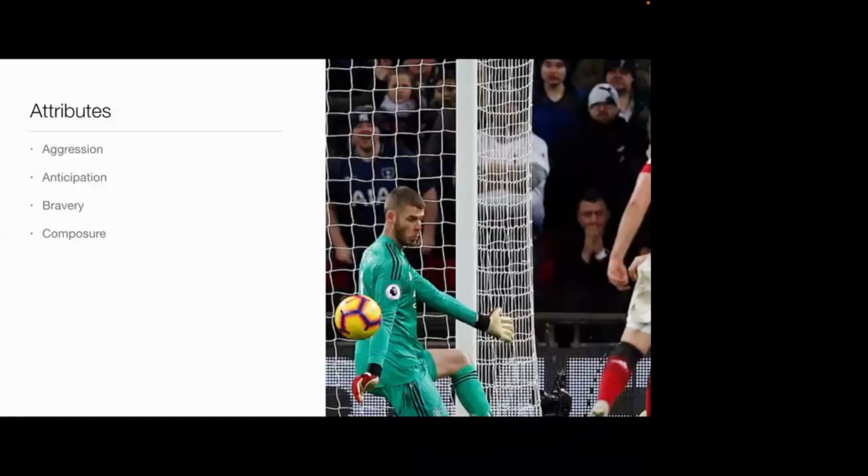Composure. In these scenarios, you don't want to be too rash. You don't just want to be throwing yourself at things or diving for the sake of diving. You want to make sure that you're calm and able to think clearly, process information and come to the correct solution. Confidence couples with bravery. You've got to be confident in diving at feet, confident in throwing yourself at the ball, and even confident in the decisions that you're making.